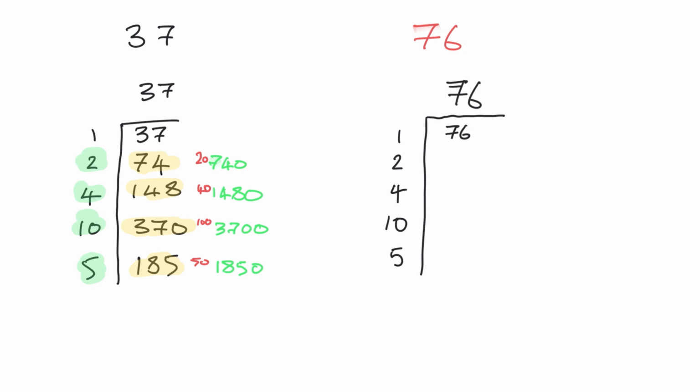Double 76, well, double 70 is 140. So I might just make a little note. Double 6 is 12. So I know that's 152. Because this is where we get into problem stations. Double 152. So double 100 is 200. Double 50 is 100. Double 2 is 4. So I've got 304. So that was quite quick, if you know. Then we've got 760.